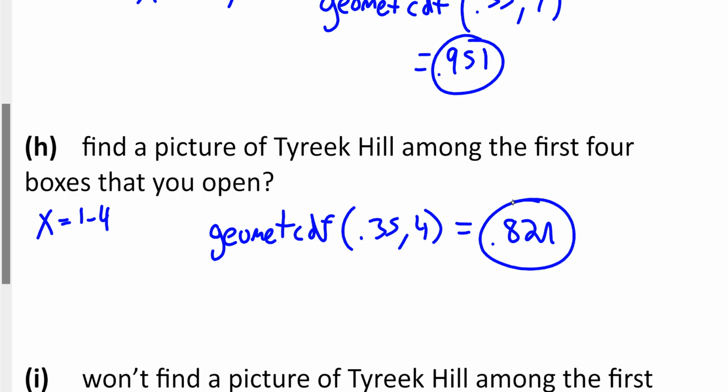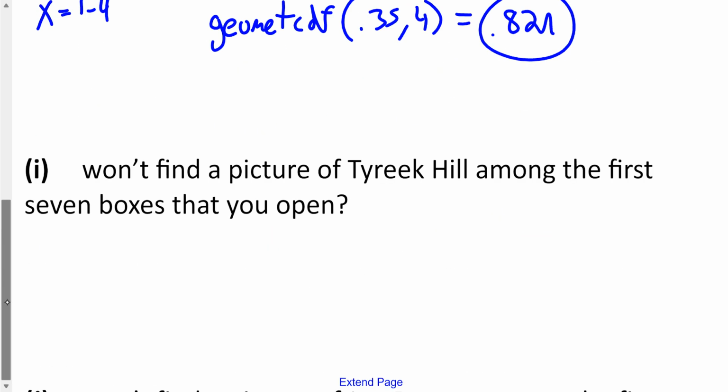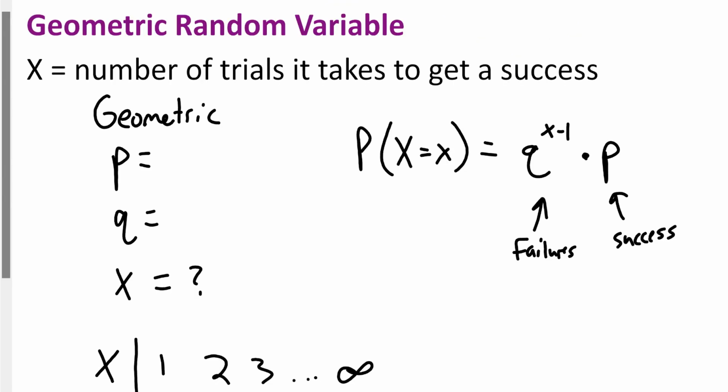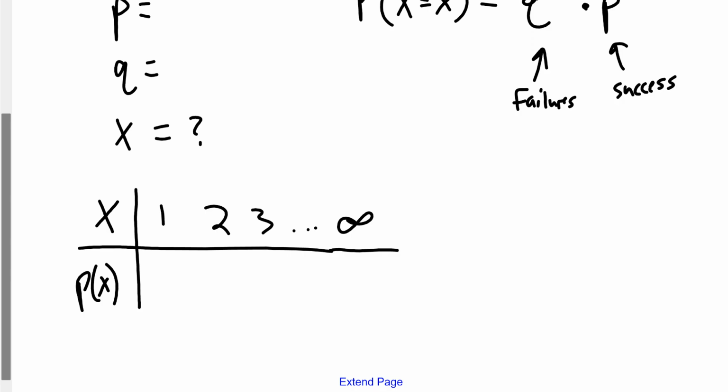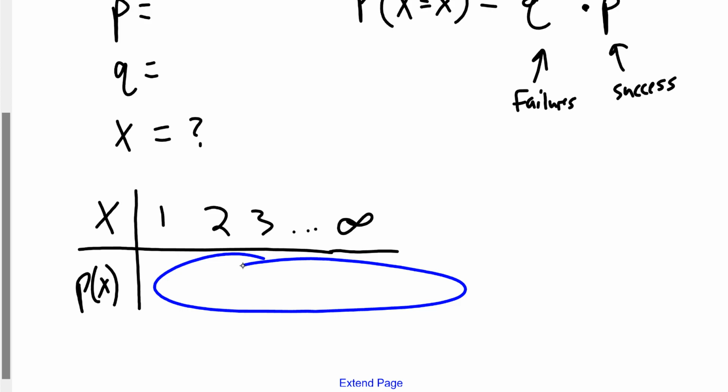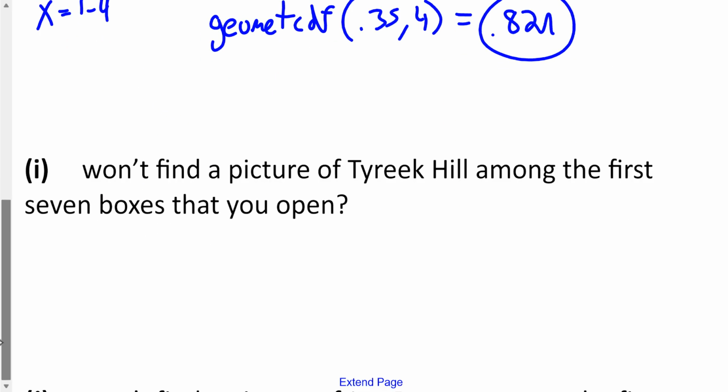Now, what happens when you get a question like this? What's the probability that you won't find a picture of Tyreek Hill among the first 7 boxes you open? Well, if you think about our probability distribution, it has to happen, like it has to be at least 1, but it could go on forever into infinity. But still, all of the probabilities have to add up to 1. So we don't have an ending value. We just say we don't want it to happen in the first 7. So if we found the probability of the first 7, we could just subtract it from 1. So basically our X is anywhere from 8 to infinity.